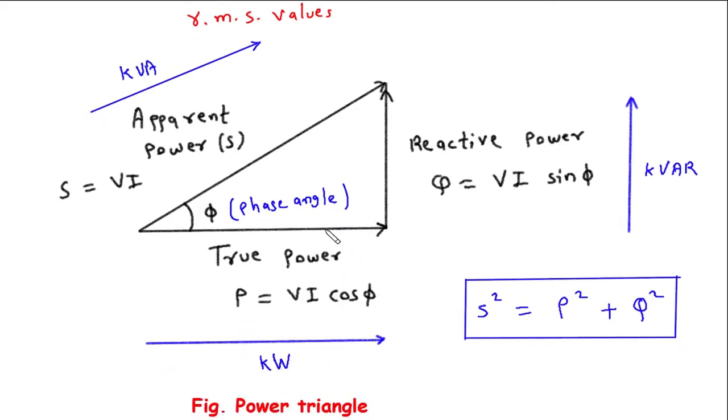Now, if we take this as a right angle triangle, then this will be hypotenuse, this will be adjacent side and this will be opposite side. So according to Pythagoras theorem, this hypotenuse square, that is S square, is equal to P square plus Q square. So this is called the power triangle.